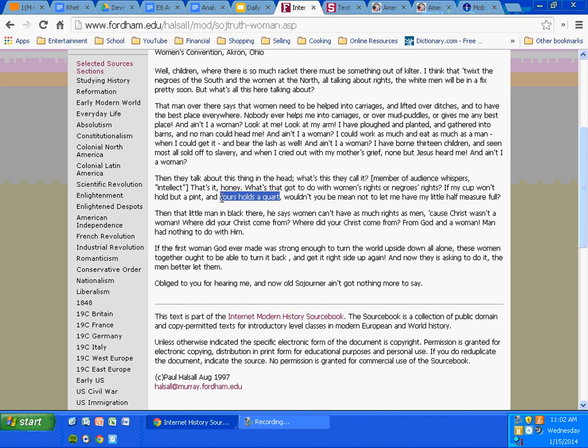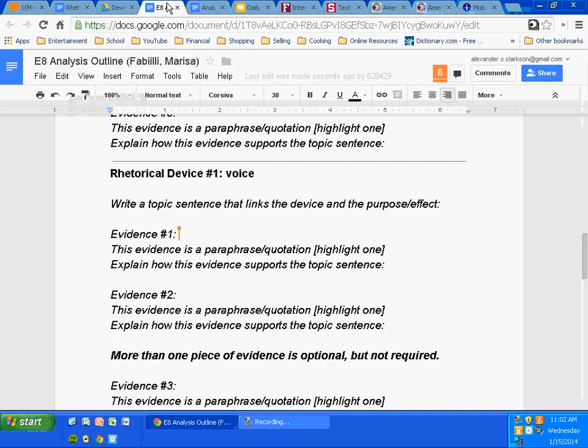Let's go back to the analysis outline. What she would do is she would type voice or even voice shift. And her first example would be the first person voice. The second example would be the second person voice.